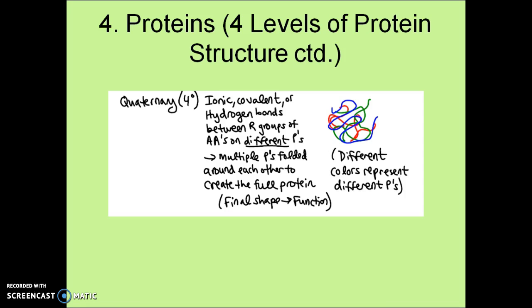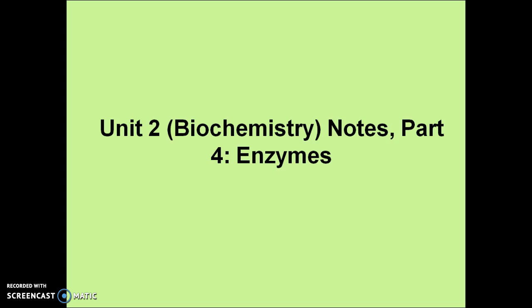The quaternary level is when you have different polypeptides that fold around each other. That's why I've shown different colors here. We have a blue polypeptide, a red one, and a green one, and they're folded around each other. What forms the quaternary structure is when different types of bonds like ionic, covalent, or hydrogen occur between R groups of amino acids on different polypeptides. So the R groups of amino acids on the blue one are bonding with R groups of the amino acids on the green one. That results in your multiple polypeptides folding around each other to give you the full protein, and our final shape determines our function.